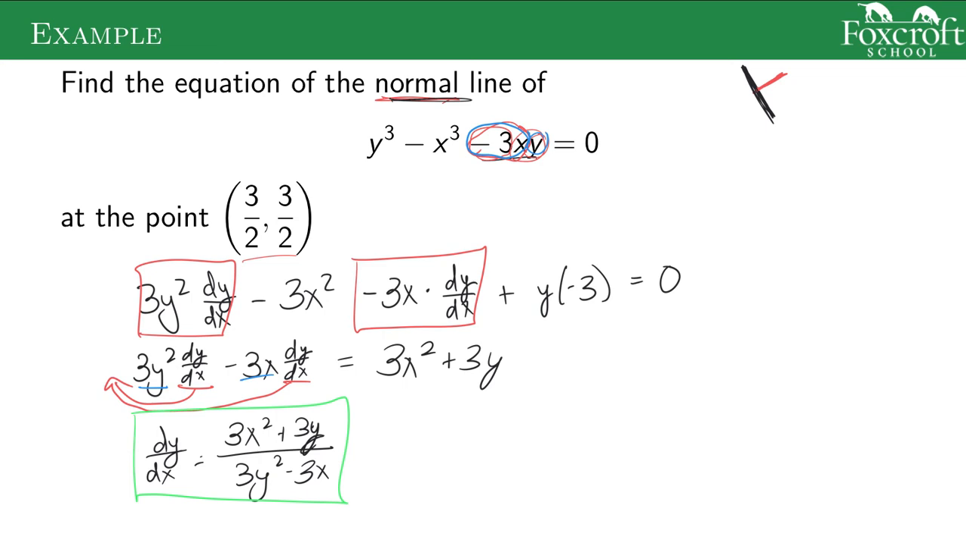We use this to find the slope of the tangent line. So now I can use my point that I know is on my graph. I can plug 3 halves into here and figure out what the slope of the tangent line is going to be. And so let's do that up here in a different color.